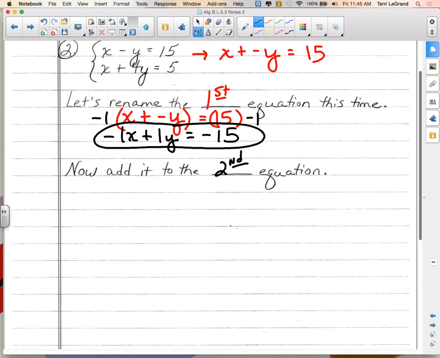Okay. Now, how does it get to this? Did you just copy it from mine, or can you tell me how it happened? Okay, why is it y? Okay, there you go. Yeah, the negative. So go ahead now and add it to the second equation. Anybody else need to rename a different one? The second one?